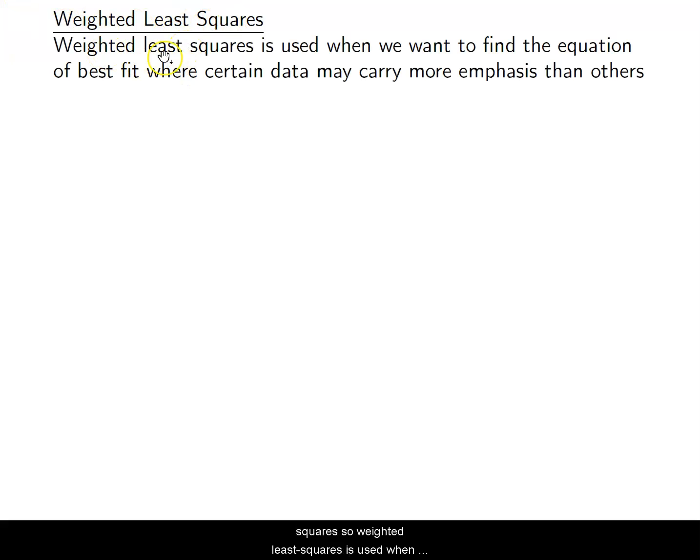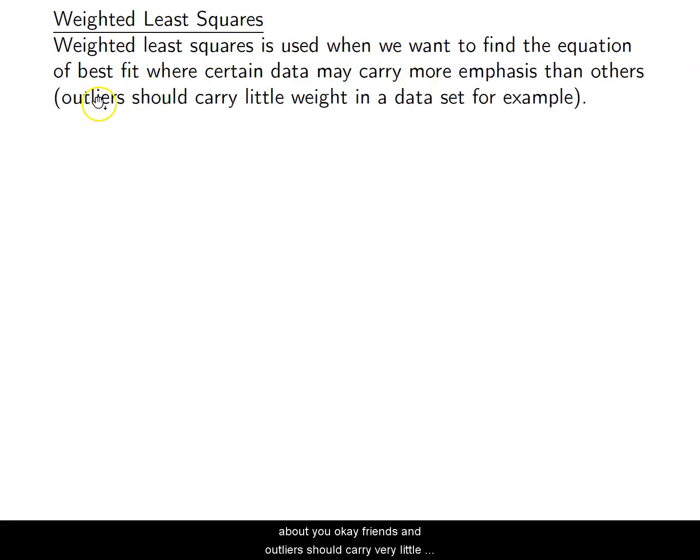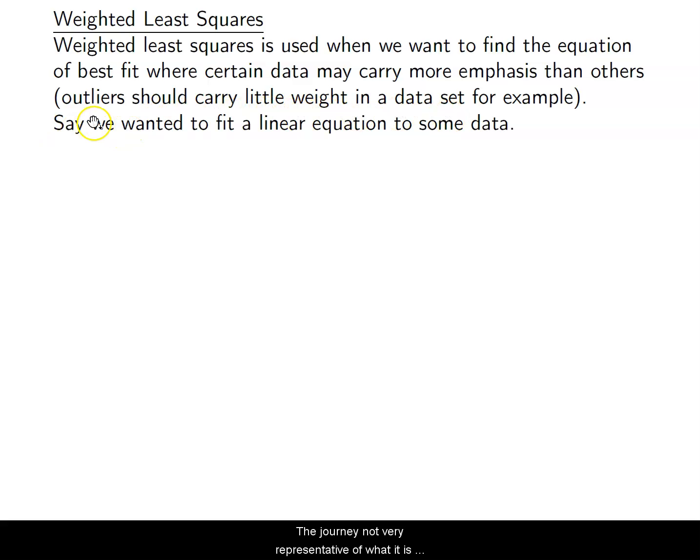Right, so weighted least squares is used when we want to find the equation of best fit, just like we did in section 8.5. But here, certain data may carry more weight or more emphasis than other data values. For instance, outliers should carry very little weight in a data set. They're generally not very representative of what we're trying to portray.